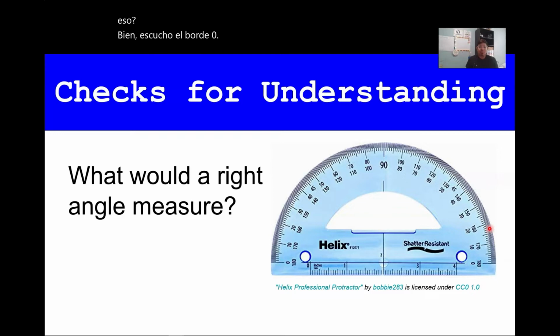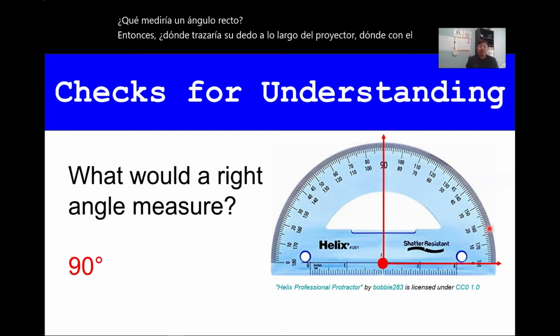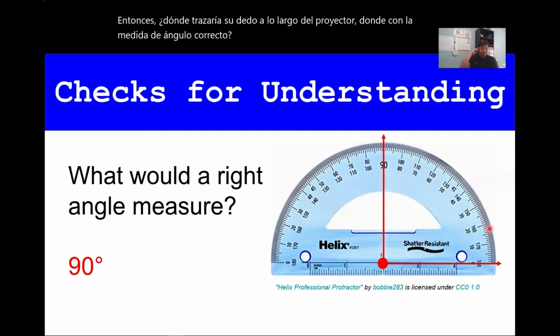What would a right angle measure? So where would you trace your finger along the protractor? Where would the right angle measure? Good, exactly 90 degrees.